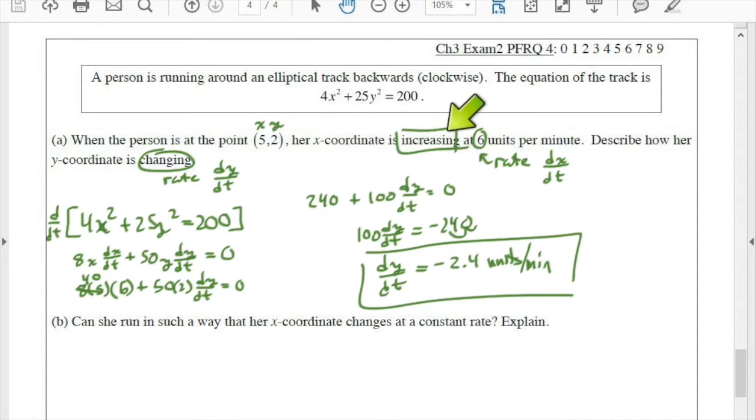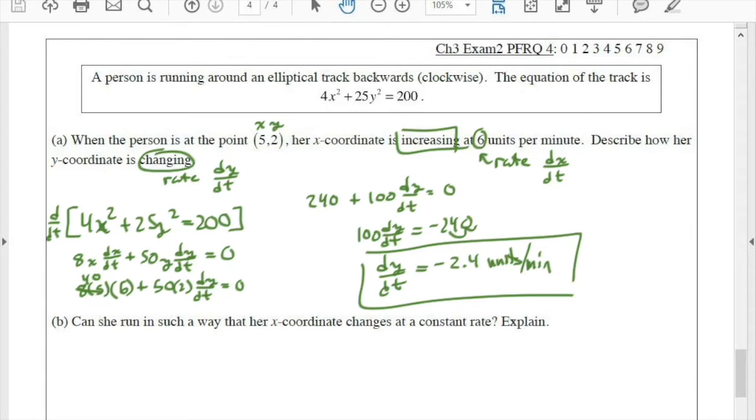But increasing told me, hey, this is a rate. There were also the units for the number 6. The 6 said 6 units per minute. Because it says per minute, that clues me in that this is a rate right here. I labeled it too, dx dt. That helped me out later down the line. I knew it was something over dt, and I chose dx over dt because it says it's an x-coordinate. Then it says describe how her y-coordinate is changing. Because it says changing, I know we're looking for a rate. And because we did dx dt, dy dt is what we're looking for.